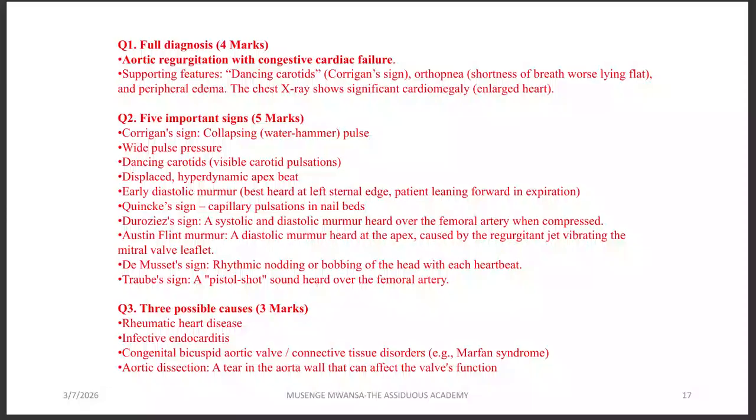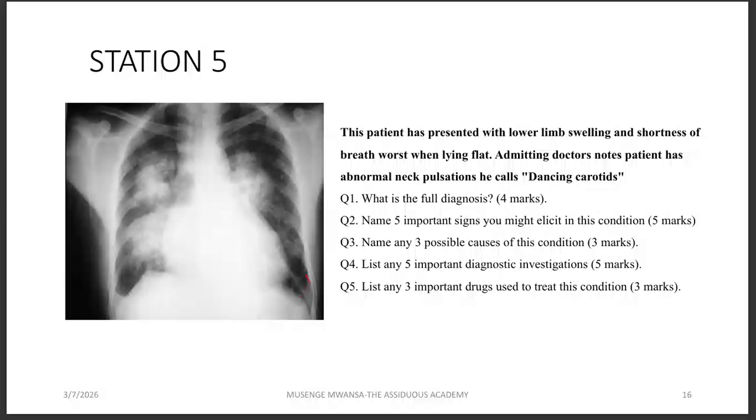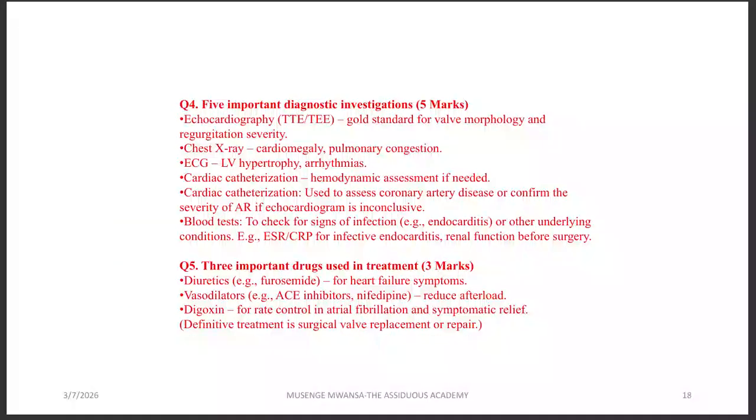So you can also have connective tissue disorders, aortic dissection, connective tissue disorder like Marfan syndrome. There's also the Ehlers-Danlos condition, and then three drugs used to treat this condition.